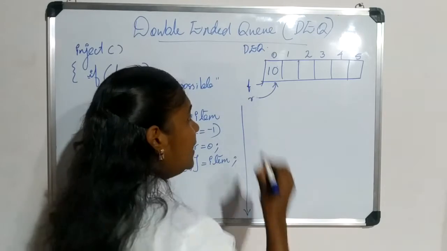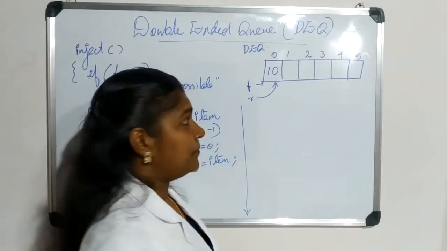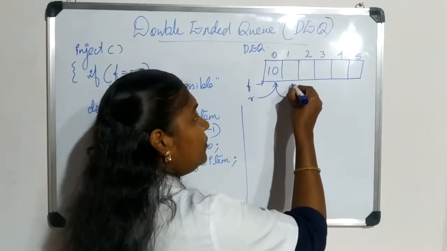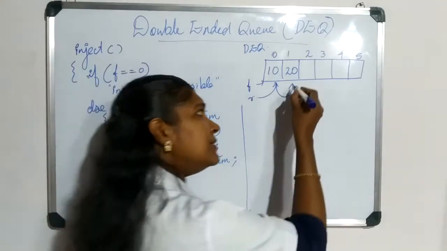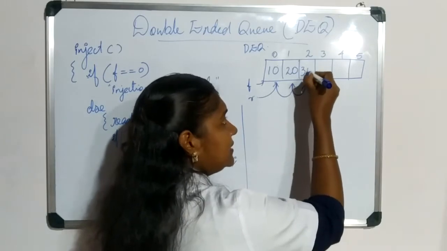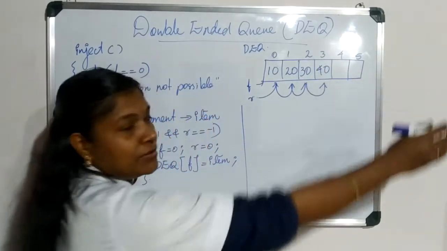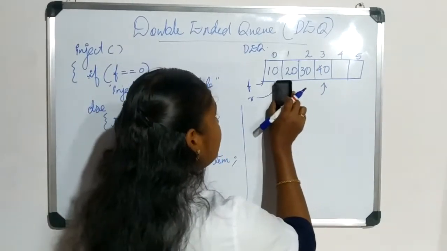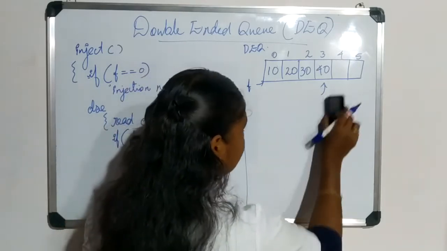So right now, after entering element 10, our front and rear are pointing to the first location. And what if I want to enter or NQ the next element? We will be incrementing the value of R and we will enter the next element. For the next element, simply increment rear, insert the element, increment rear, insert the element. So like that the process goes on. You are clear with that concept, right? So this is the status of our double-ended queue right now.